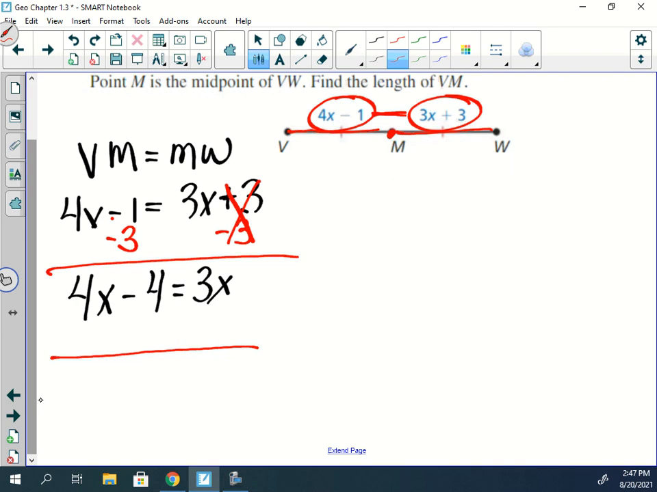The next thing we can do is get the x's on the same side. Here we have 4x minus 4, and over here we have 3x. We need to get the x's all on the same side of the equal sign. So do you count that once instead of negative 1? And you just minus negative 1 to 3 to get negative 4? Yes. Oh, okay. That's what kind of threw me off there.